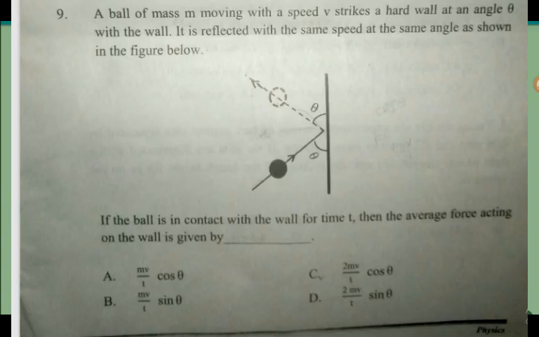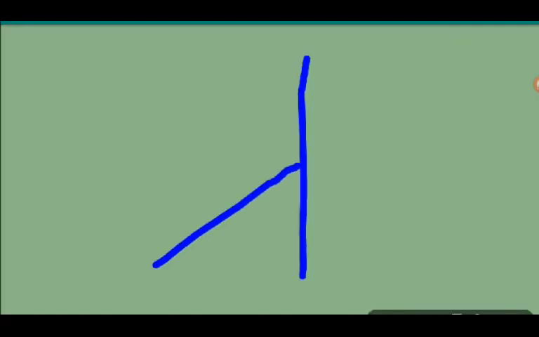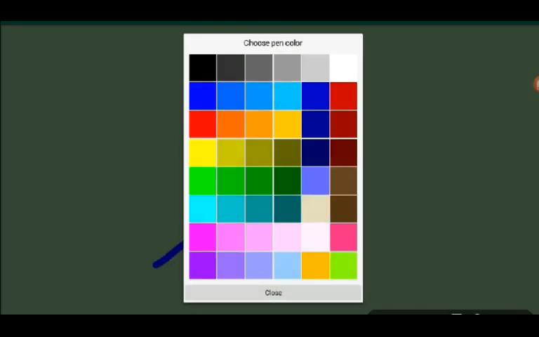Question number 9. A ball of mass M moving with speed v strikes a hard wall at an angle theta with the wall. It reflects with the same speed at the same angle as shown in the figure below. This is the direction of the ball. Strike here, and this is the ball reflected back here. Then you have theta. Okay, we need to find the components.